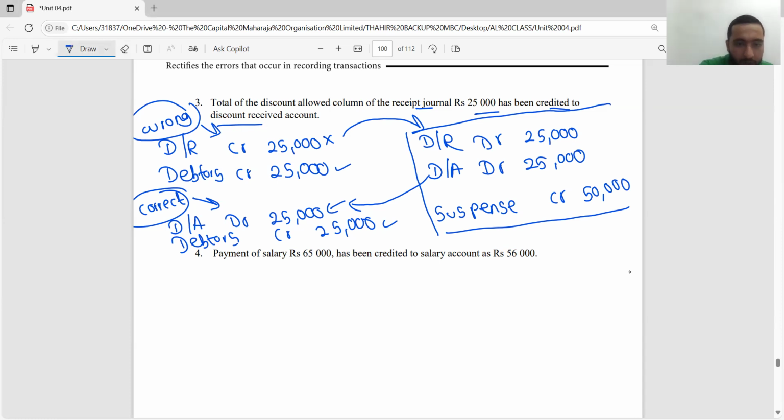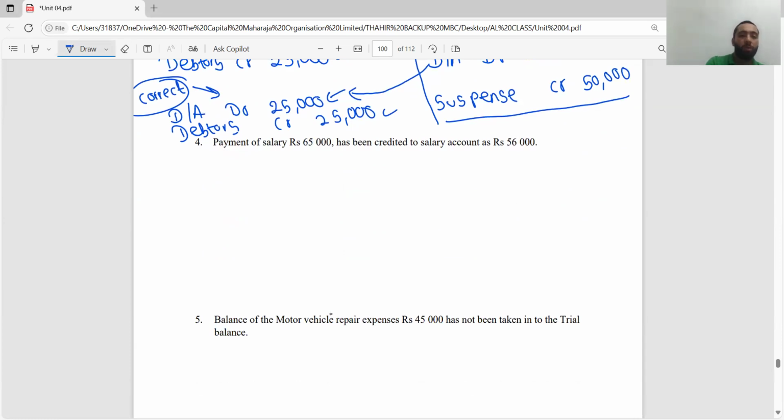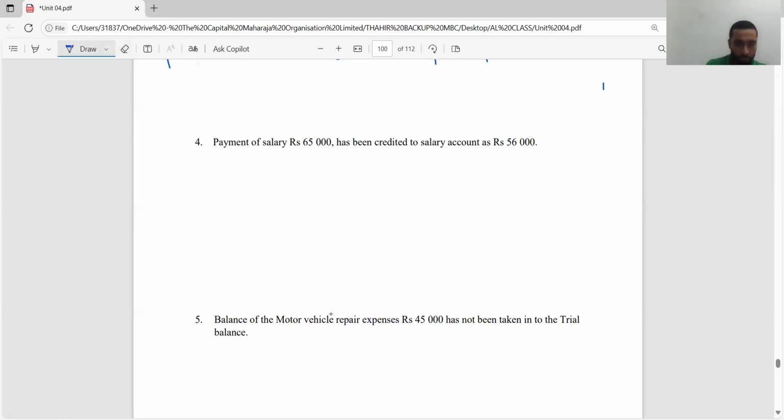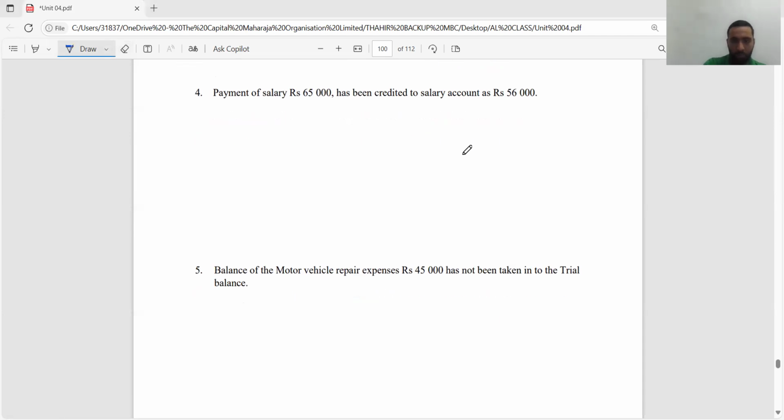Next one, payment of salary 65,000 has been credited to salary account as 56,000. So first of all, what they have done is payment of salary has been credited to salary account as 56,000. Salary credit 56,000, cash credit 56,000. This is the wrong entry they have written.